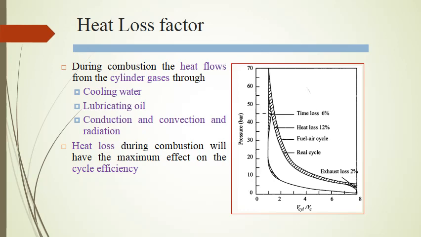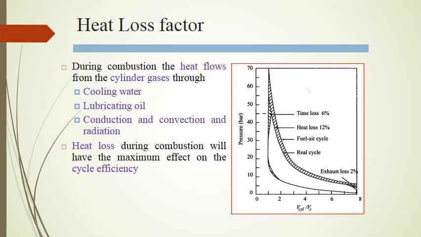Heat loss during combustion will naturally have the maximum effect on the cycle efficiency, while heat loss just before the end of the expansion stroke can have very little effect because its contribution to the useful work is very little. The heat loss during combustion does not represent a complete loss, because even under ideal conditions for the air standard cycle, only a part of this heat could be converted into work, that is equal to Q times thermal efficiency, and the rest would be rejected during the exhaust stroke.